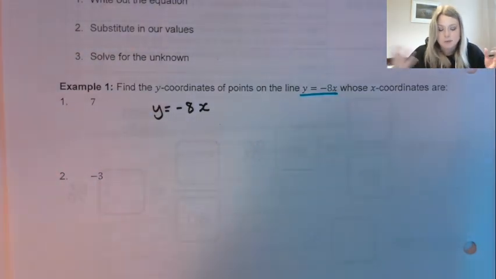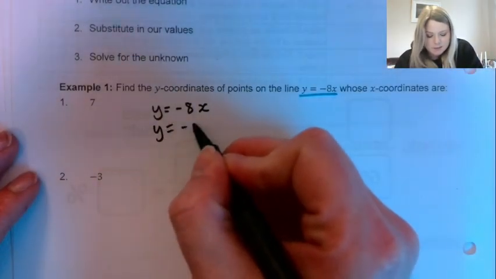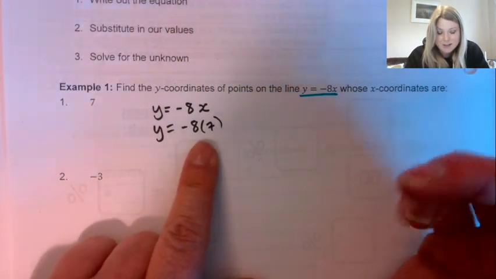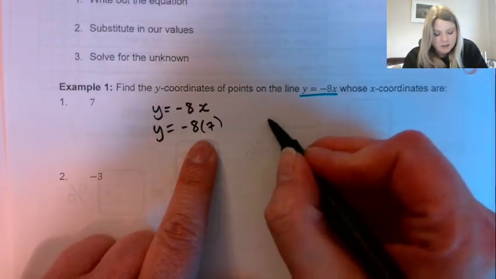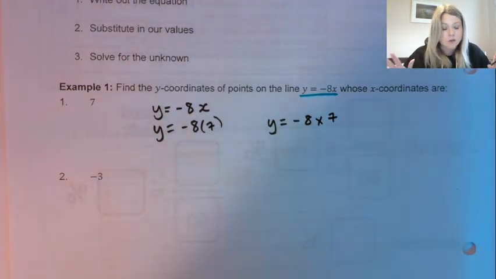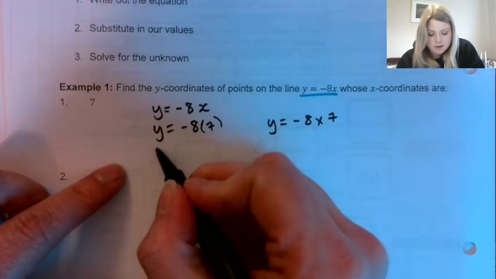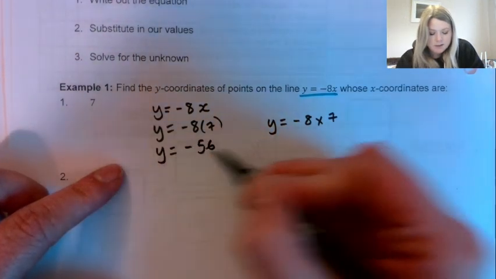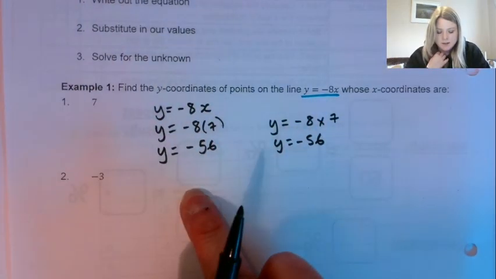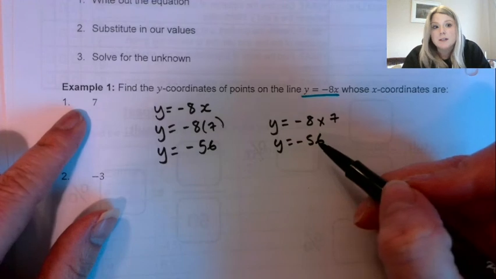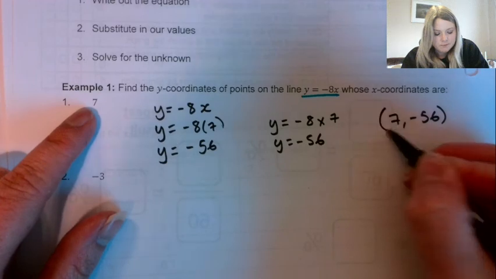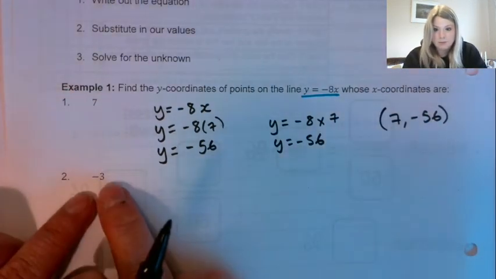So just like in algebra, just replace it. So y equals minus 8 multiplied by 7. Now, my habit is to write that like that. If you don't like that, that's fine. You can write y equals minus 8 multiplied by 7. Honestly, go with whichever you prefer. Okay, so that is minus 56. So this tells me that a set of coordinates on this line is 7, minus 56.